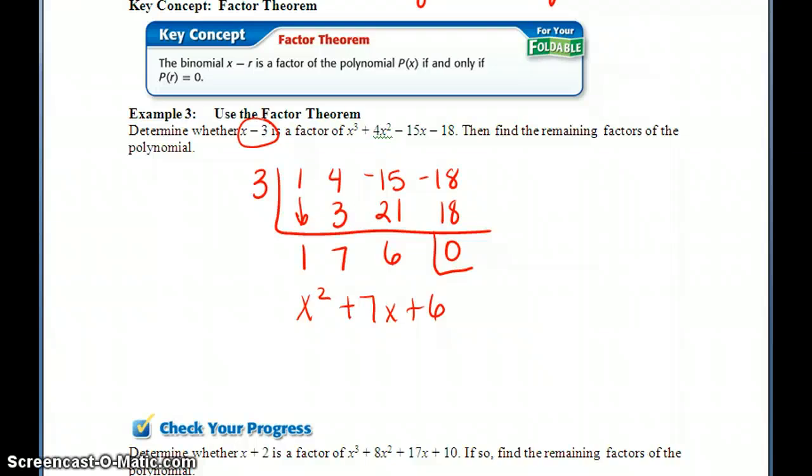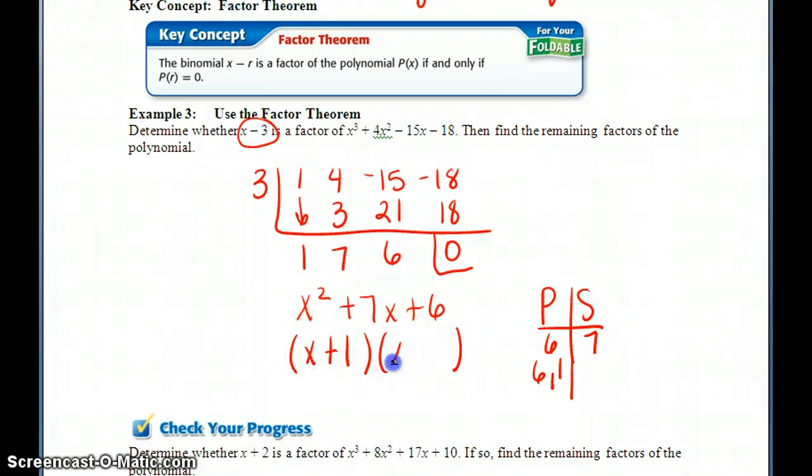So to find the remaining factors of the polynomial, I'm going to just factor this with product sum, because whenever you have a quadratic, you can do that. And my product is 6 and my sum is 7. So 6 times 1 will give me 6, and 6 plus 1 gives me 7. So I will have the factors of x plus 1 and x plus 6.